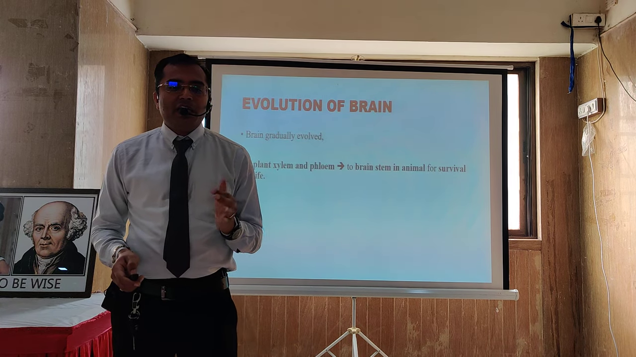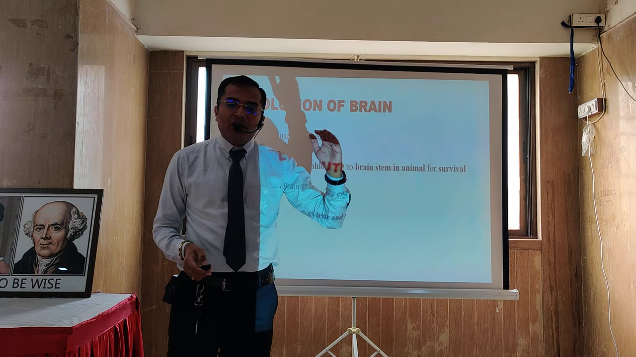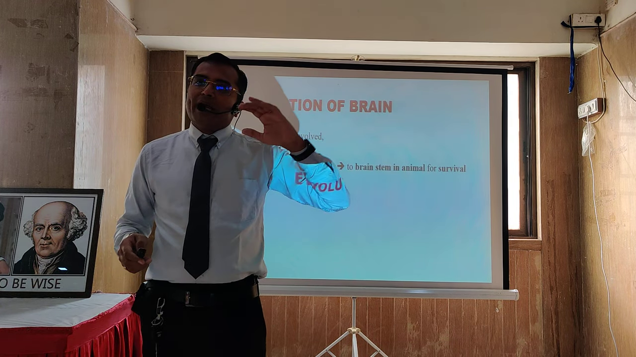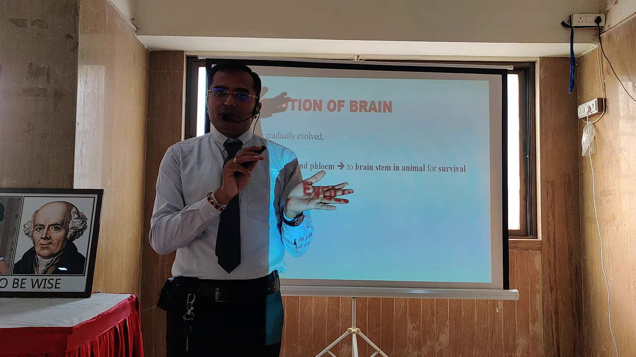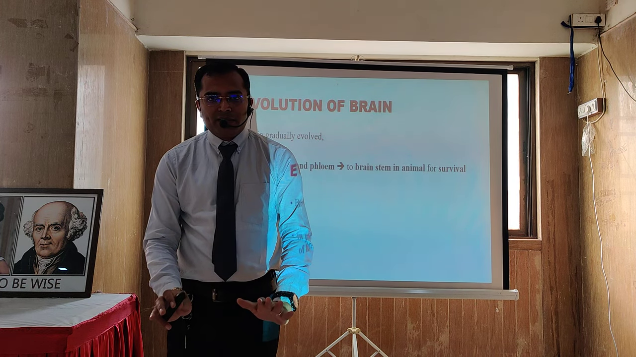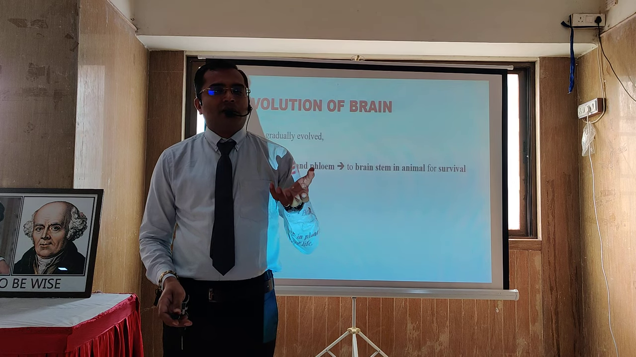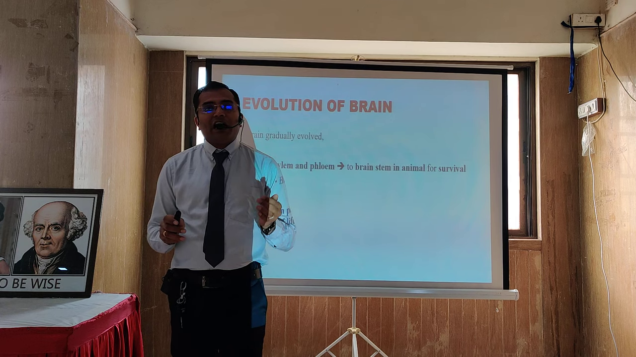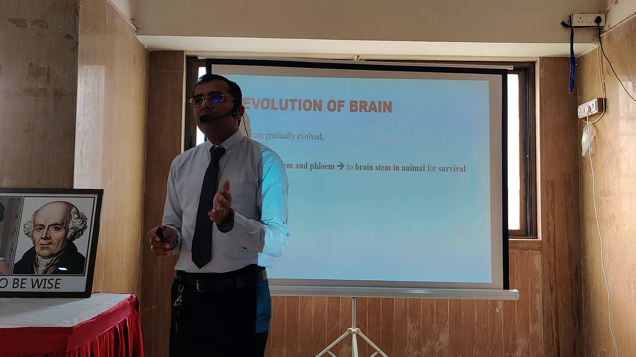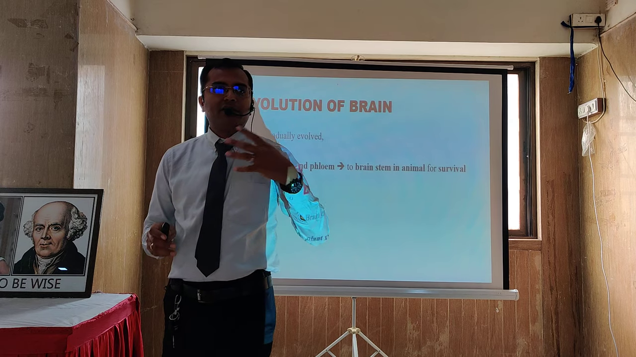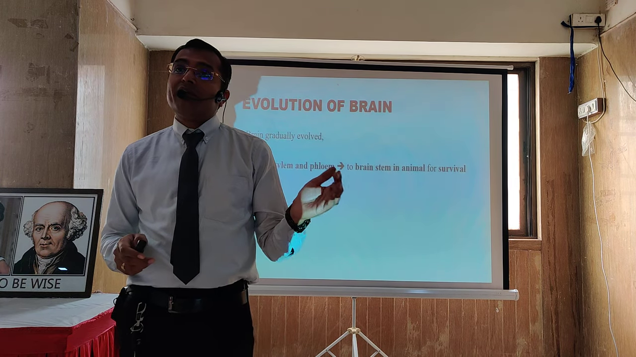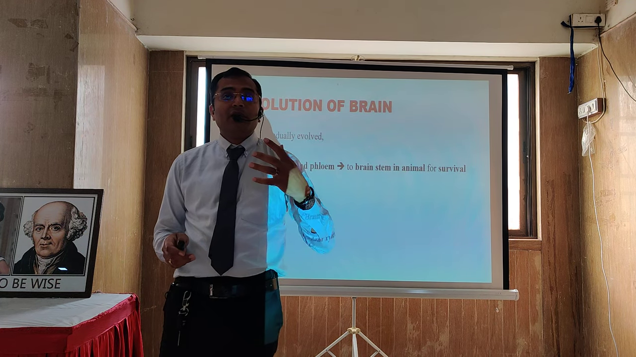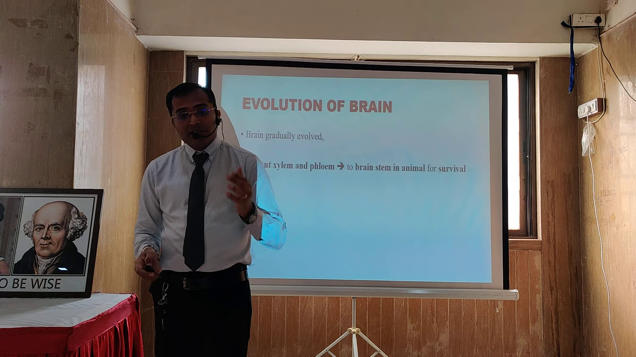So the brain gradually evolved. From the plant, xylem and phloem, to the brain stem in the animal, for the survival of life. So in the plant brain, it is xylem and phloem. Okay. There is only one place, just getting nutrition from the land. Okay, this is the only thing. But after that the animal life developed, so the brainstem developed respiration and defense and fighting and everything. So for survival they have to find food. For survival they have to find things. Okay. So this is the evolution.